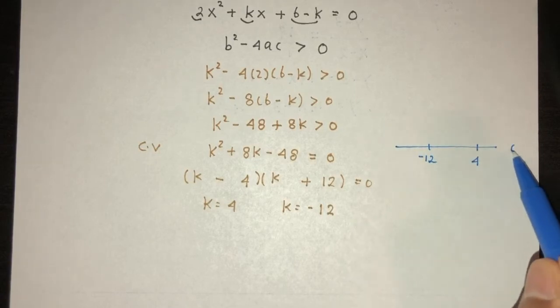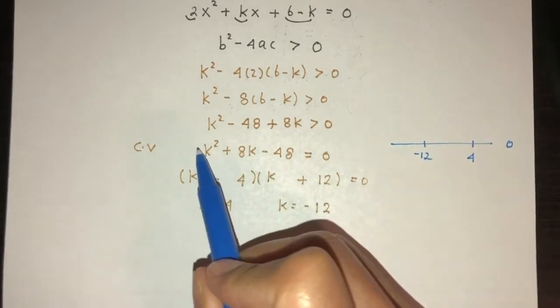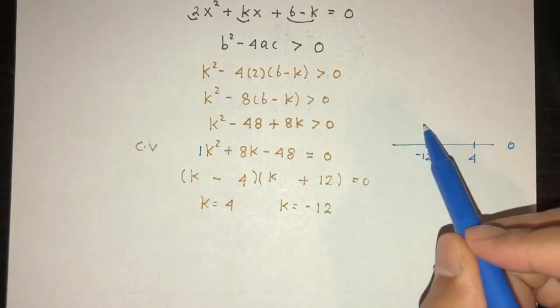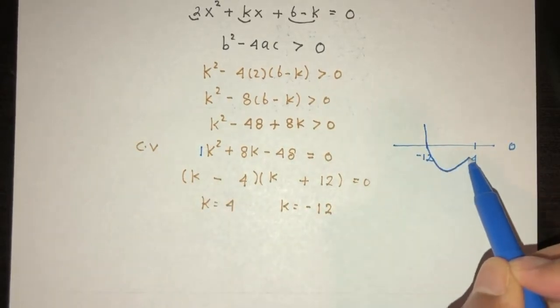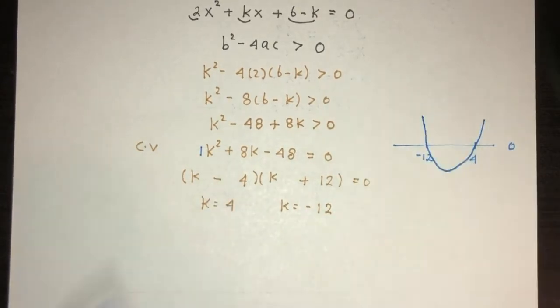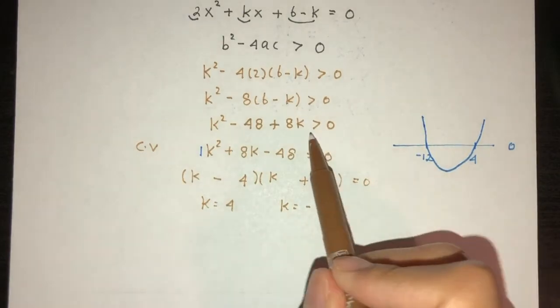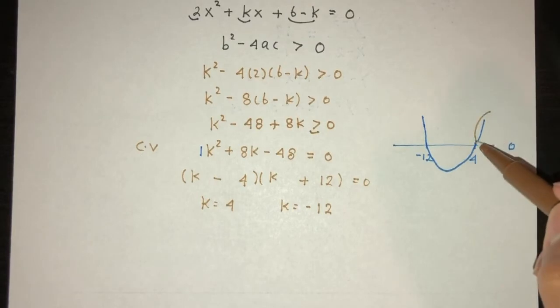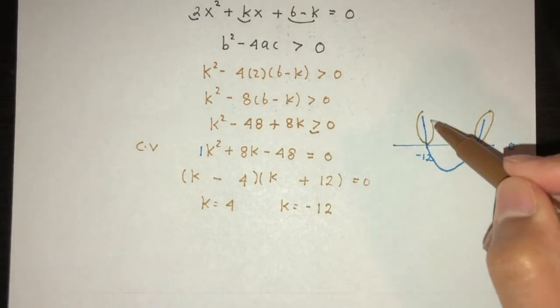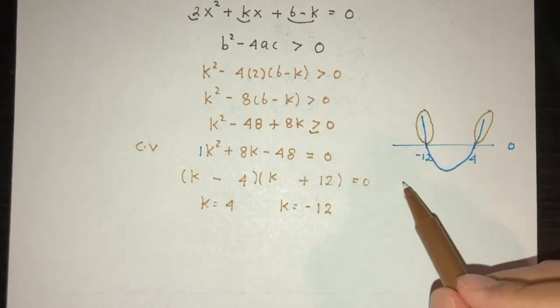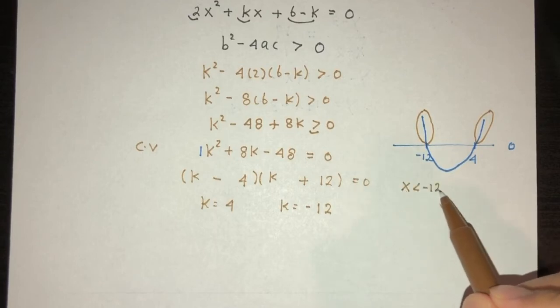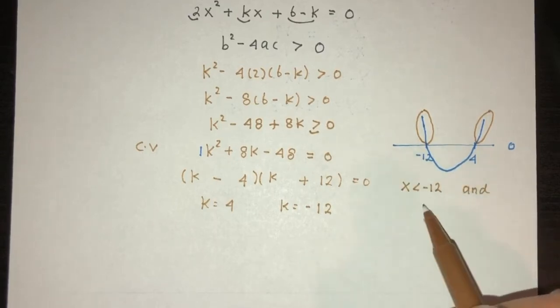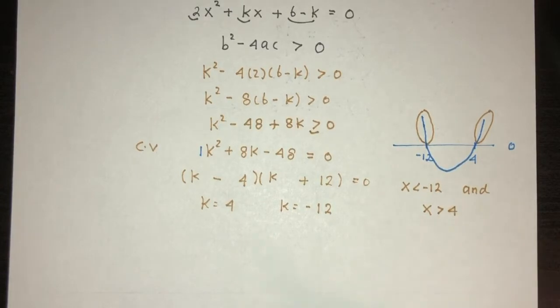This is your line, 0, and your curve will look something, because it is positive, it will look something like this. That's your curve, okay? Now we have to look at what we want. We want this to be more than 0, above the 0. We want this and this side, right? So that is only possible if x is less than minus 12 and if it is x more than 4. So your values that satisfy this equation will be this and this.